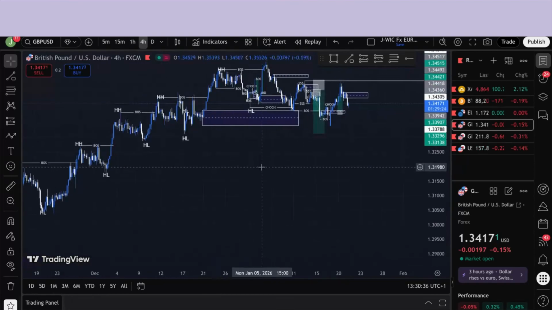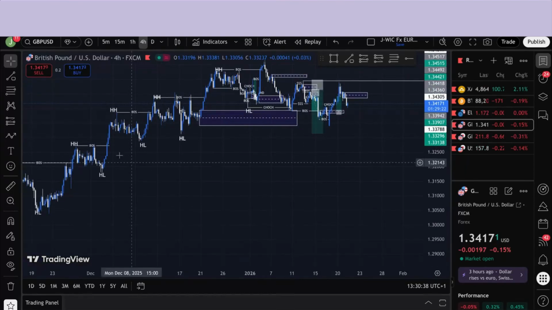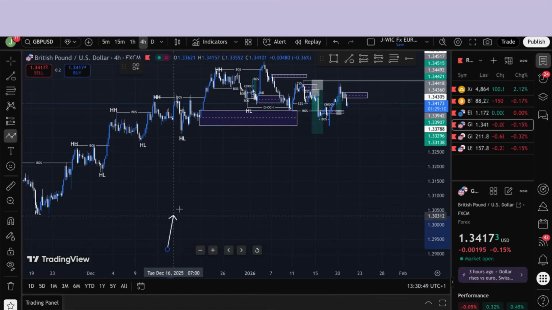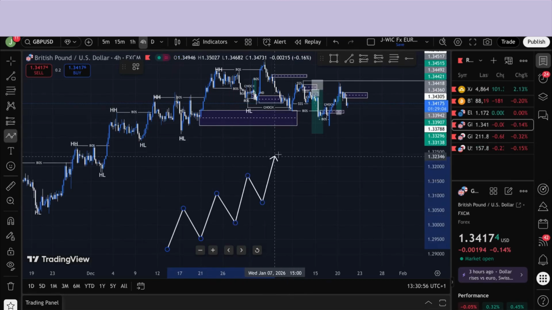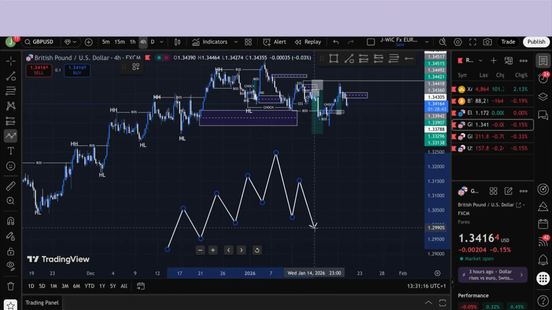A change of character simply means the market, which was in a bullish trend, in a bullish structure, has now changed to a bearish structure. It's simply this: a low, higher high, higher low, break up, high up. Then this happens. Once the market takes the current higher low, it's meant to just tap into the region and continue the trend. But in this case, it breaks with a full body candle and makes this move.